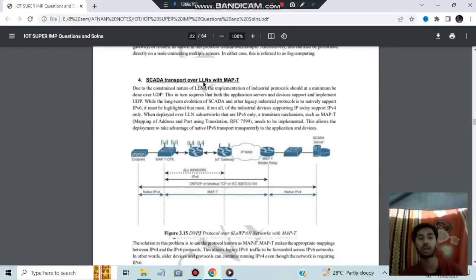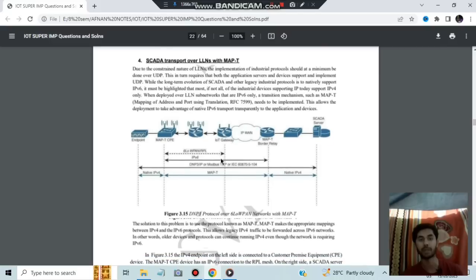And the last one is the LLNs, the low power lossy networks. In that we'll be using this kind of protocol here, showing how it happens from the endpoint till the SCADA server. Between that the gateways are there, IP WAN is there, everything is the same here, just the place in which these things are kept is different. And the protocols which are using IPv6, MAP-T, native IPv4, those are the things that are different.